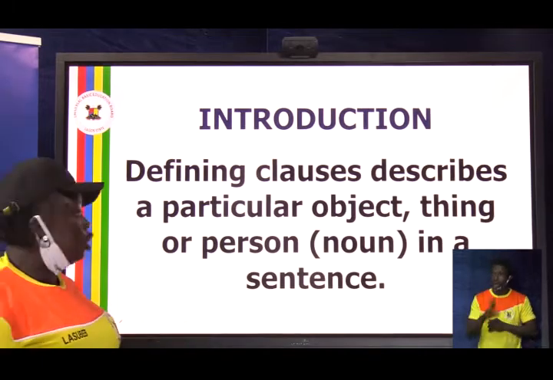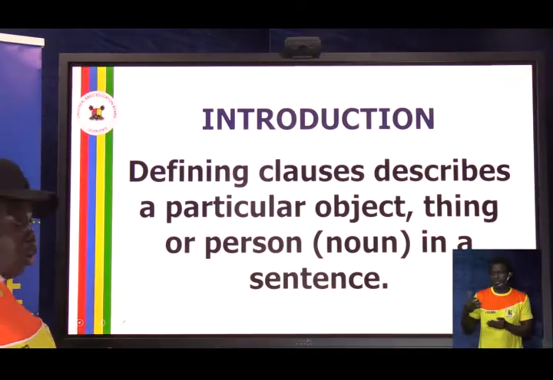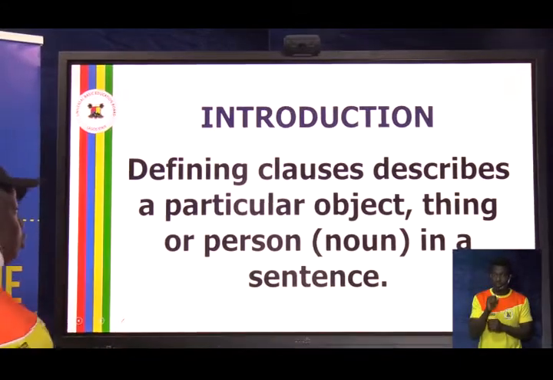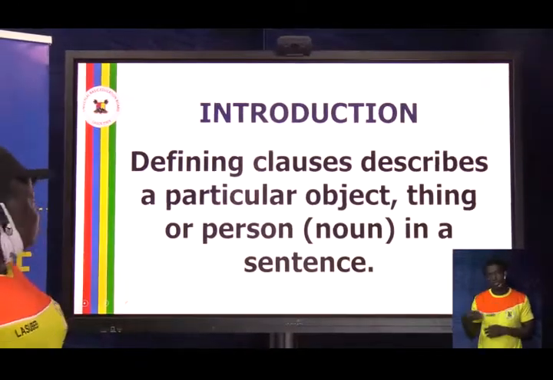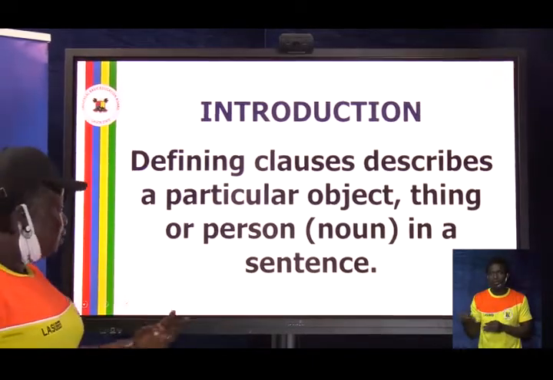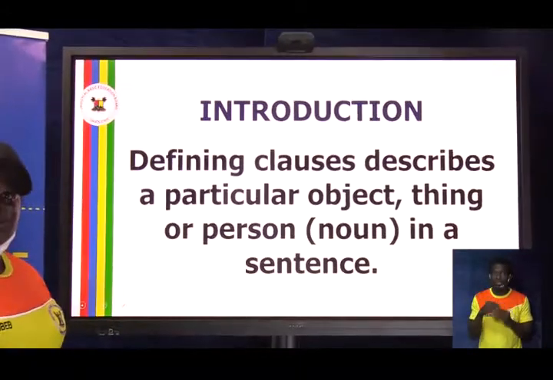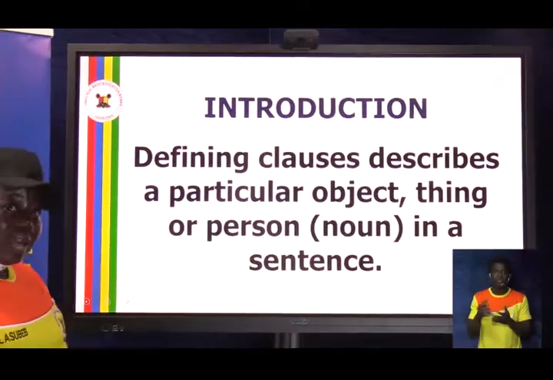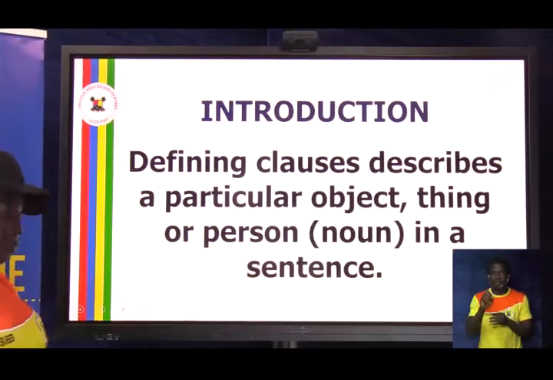Now, what are defining clauses? Defining clauses describe a particular object, thing, or person. You remember what a noun is? I trust you. A noun is the name of any person, animal, place, or thing. So defining clauses describe a particular object, a particular thing, or a particular person in a sentence. When you have a sentence, the descriptive element there, that is what is describing in that sentence, is the defining clause. I think you're following me.